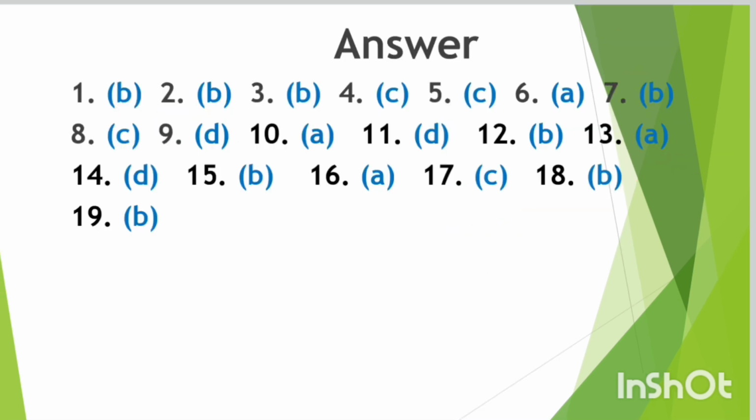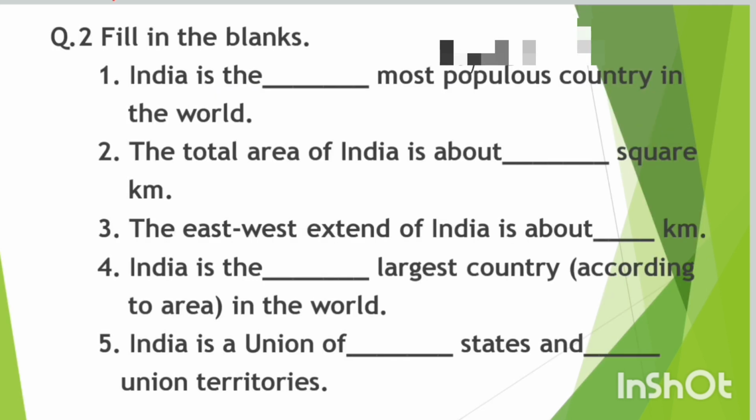So next, question number 1: all answers are present here, so you can match from here. Next question, question number 2, fill in the blanks. First one, India is the dash most populous country in the world. So, second most populous country. Next question, the total area of India is about dash square kilometer.